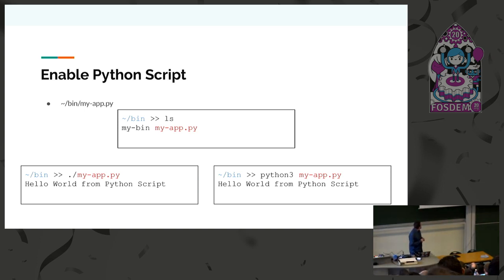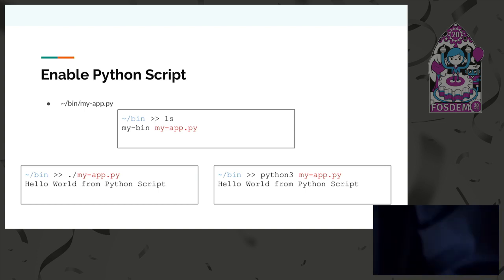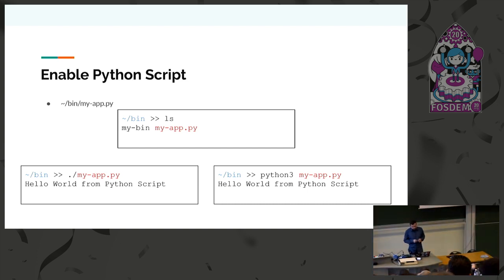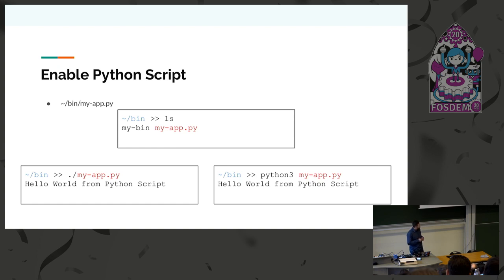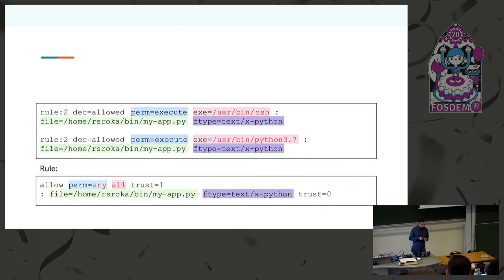What's the difference between these two ways of running Python scripts? On the left side you can see that the shell is opening this Python script. On the right side, it looks like the Python 3 interpreter is running the script, right? So if we grep for my app again, we can see that the subject is different. But we can fix this with the all keyword instead of exe. So we have a rule that will allow any permission with any or all subjects that are trusted.